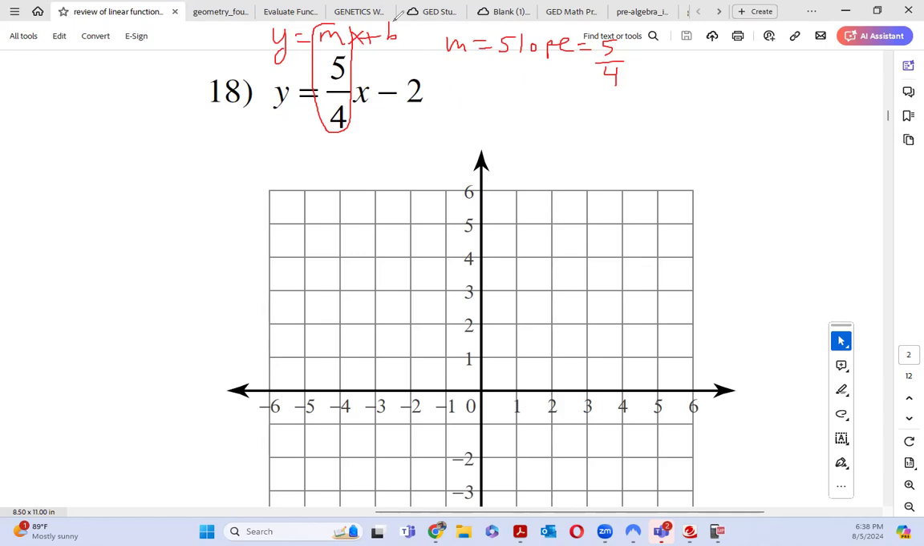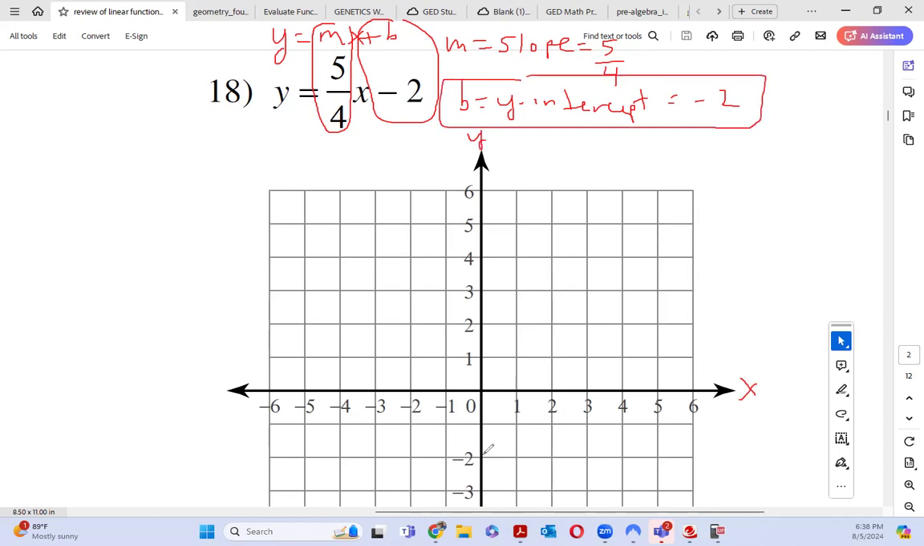So what is my y-intercept? -2. So what you have to know is, what is the definition of a y-intercept? Where it crosses the y-axis. So if I know my y-intercept is -2, I know my line is crossing right there. Because that's the definition of a y-intercept. That's my point, my first point. Everybody understand that?